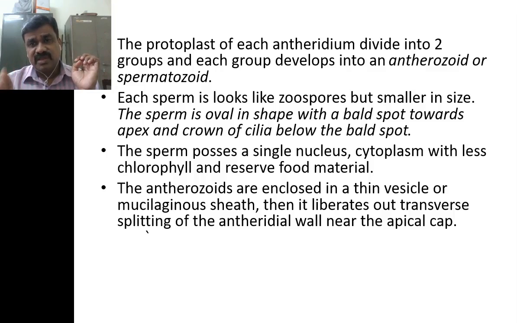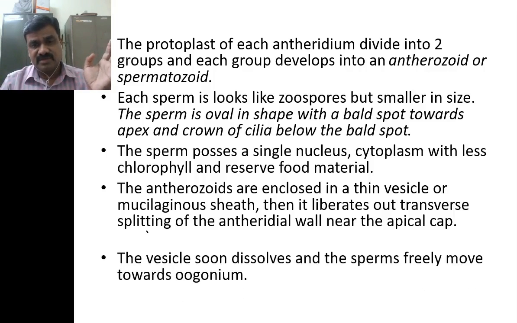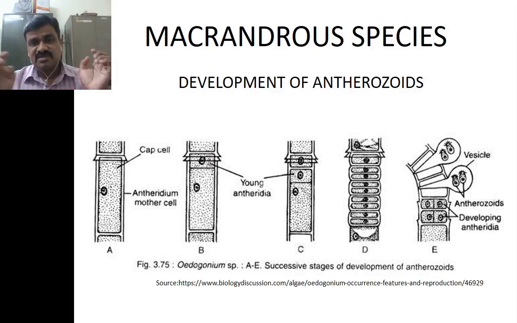Like the zoospore, the antherozoids are also liberated from the antheridial cell by a pore that appears at the junction of the apical cap near the transverse wall. So these antherozoids come out with a thin vesicle or mucilaginous sheath. Then it is liberated from the mucilaginous sheath, swims in water, and reaches the oogonial cell. Okay, so this diagram explains the formation of antherozoid.